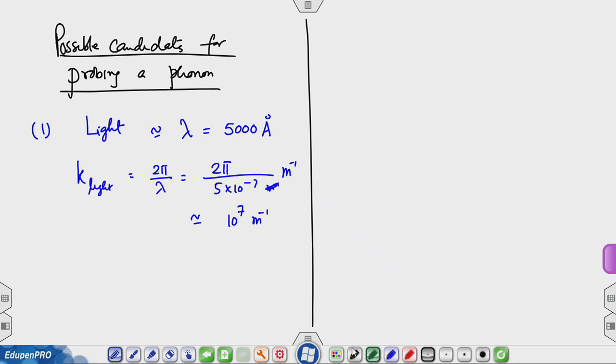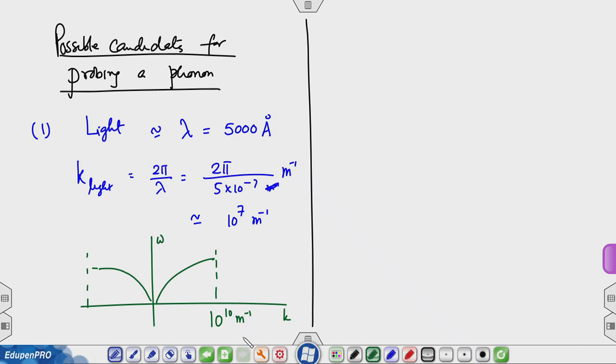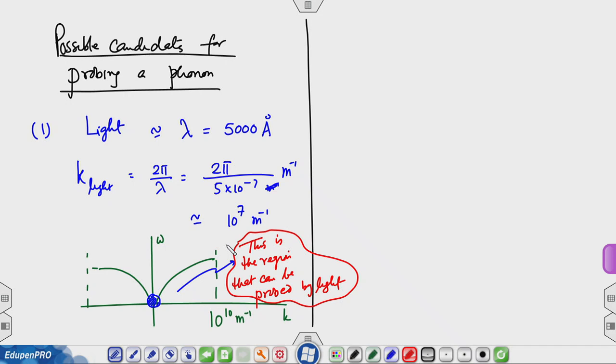So, if you look at this picture of omega versus k, up to this point is of the order of 10 raised to 10 meter inverse. And k light is 10 raised to 7, it is 1000th of that. So, k light can probe only this much area, this region. So, this is the region that can be probed by light. So, yes, I mean it is useful, but only for that region.